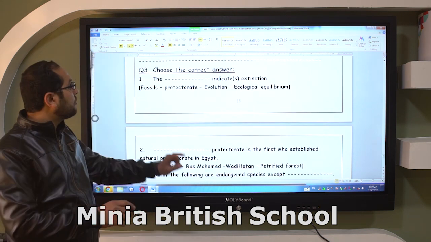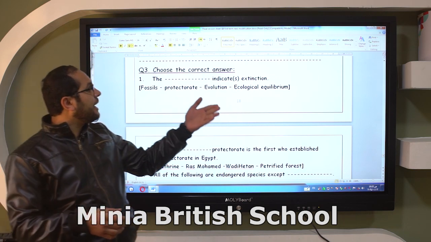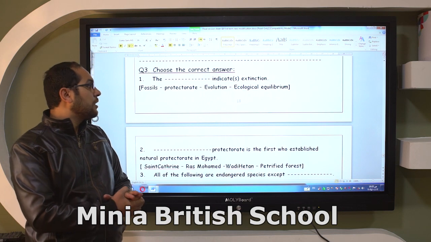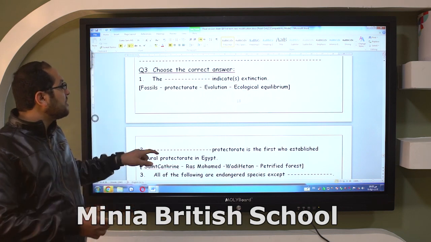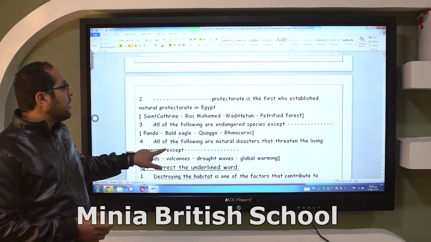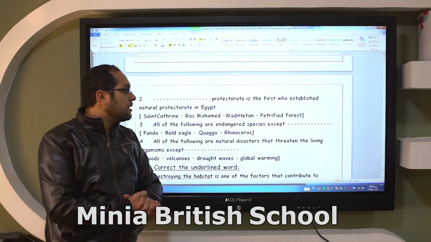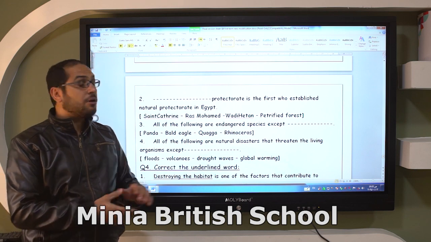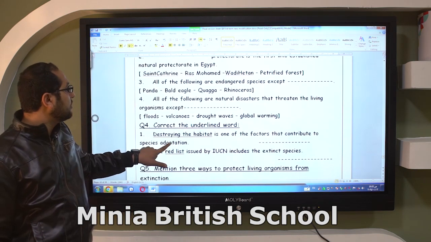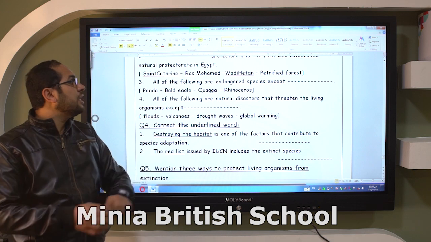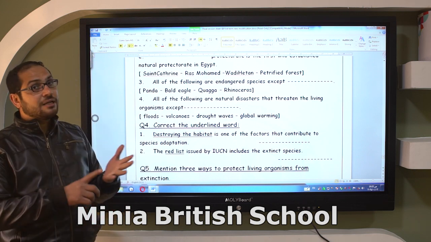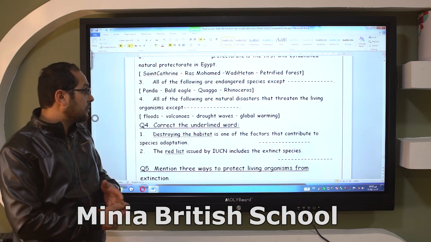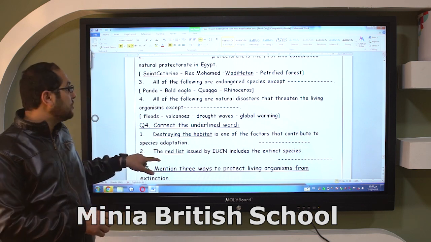Okay. Choose the correct answer. The space indicates extinction, fossils, or protectorate, or evolution, or ecological equilibrium. This is the fossils. The protectorate, this is the first natural protectorate established in Egypt. This is the Ras Muhammad protectorate. All the following are endangered species except: panda is endangered, bald eagle endangered, quagga is extinct, while rhinoceros is endangered.